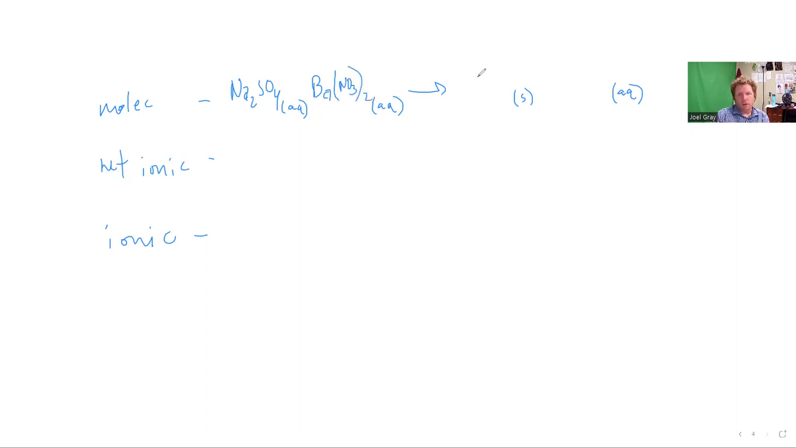Now, what is your solid that results from this? You're going to end up with BaSO4, and your aqueous substance is going to be NaNO3. Now, the reason that I knew this was aqueous is because nitrates are always, no matter what they are paired up with, going to be soluble. So NaNO3 is a soluble substance.